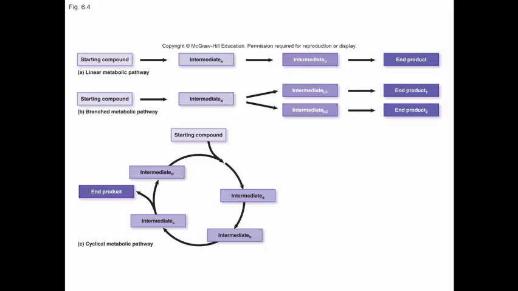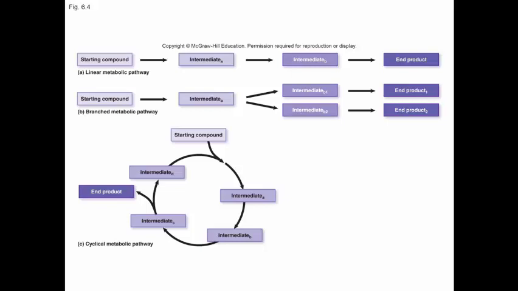Now, if you look at the cyclic metabolic pathway, and we're going to be seeing a bunch of cycles, I'll tell you today. The starting compound goes into this cycle, and each one of those arrows would be an enzyme. An enzyme converts the starting compound to intermediate A. Another one converts it to intermediate B. Another one converts it to intermediate C. And some of the intermediate C is used as the end product. Some gets converted by another enzyme to intermediate D, and this goes all the way back to intermediate A.